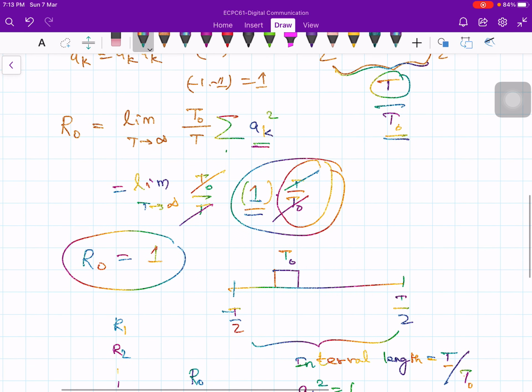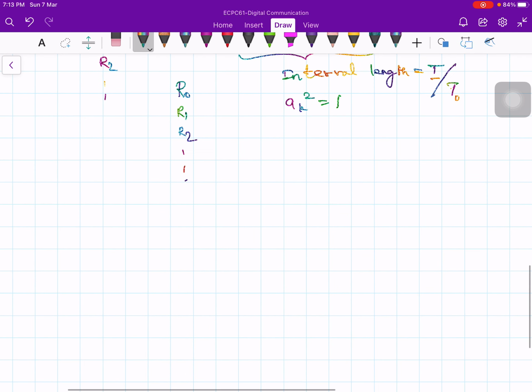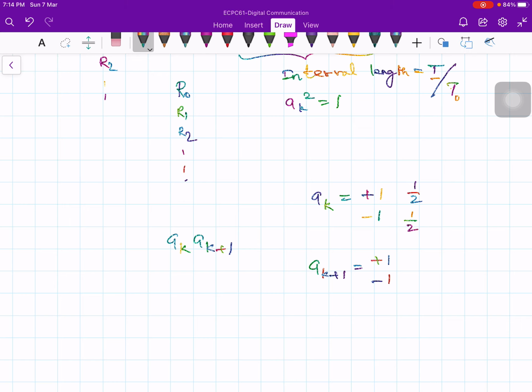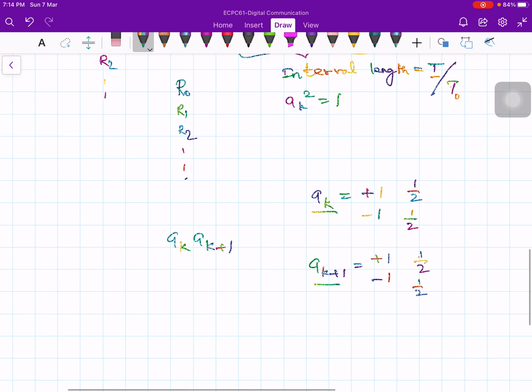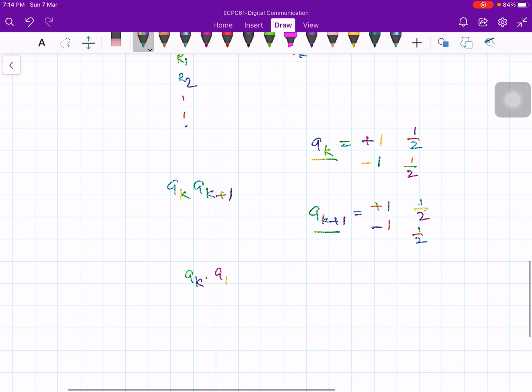What is the product of AK times AK plus 1, right? So as I said, AK can take the value either plus 1 or minus 1, plus 1 with half of the time, minus 1 with half of the time. Similarly, AK plus 1 in the next time slot can take either plus 1 or minus 1, again half of the time each. So AK and AK plus 1 both are independent of each other, independent events. Therefore AK times AK plus 1, half of the time you will get 1, and half of the times you will get minus 1.